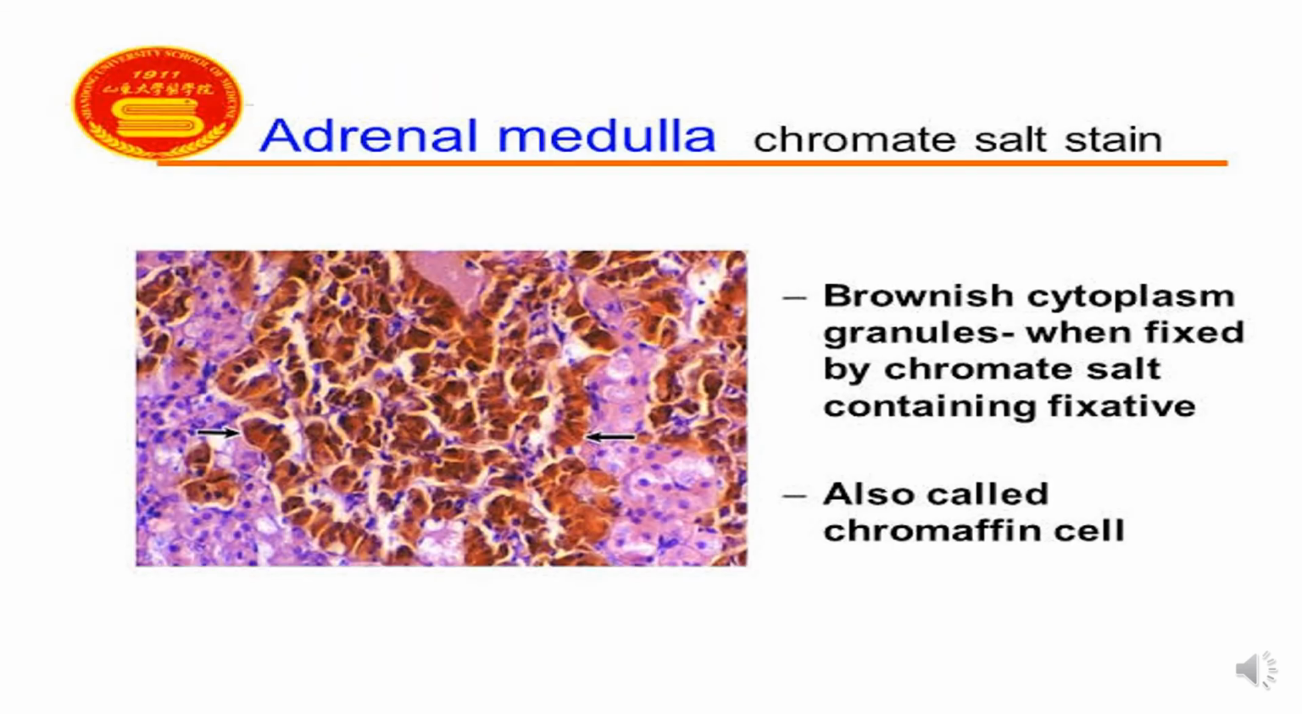Now coming to the adrenal medulla. Adrenal medulla, when fixed by a chromate salt containing fixative, will give a brownish color to the cytoplasmic granules. That's why they are called chromaffin cells. This reaction whereby it gains a brownish color is called the chromaffin reaction, and these cells are called chromaffin cells because they stain with chromate salt.